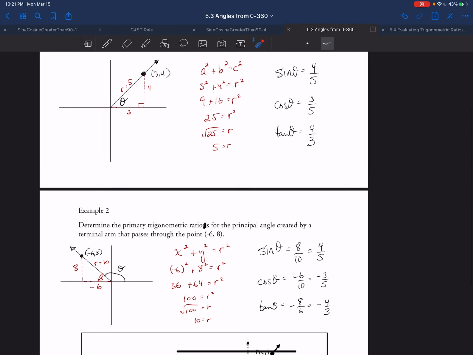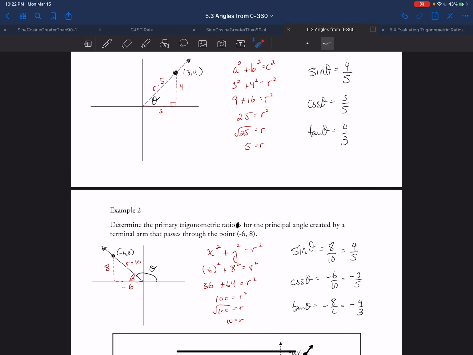And you can see up here that we have the same ratios. So if we found out what theta is, we would see that this angle theta and this beta would be the same. And you can also see that the ratios here are the same as the ratios here, but just different signs for cos and tan.